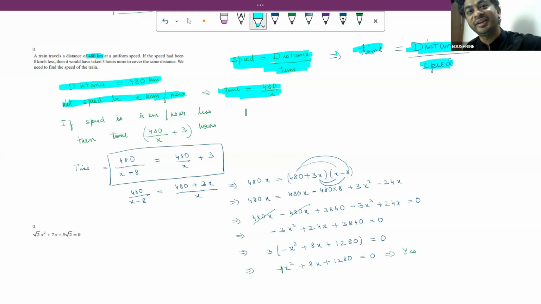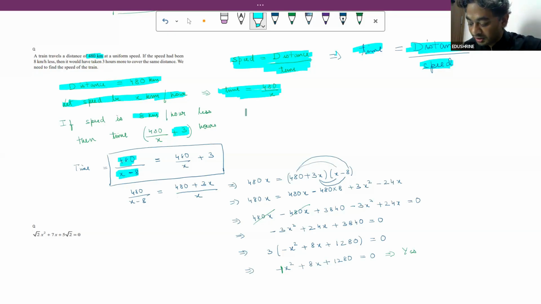Now they are telling me the next scenario. They are saying now reduce the speed by 8 kilometer. Now if I reduce the speed by 8 kilometer, the speed will become x minus 8, because before it was x. Now I'm reducing it by 8, so it becomes x minus 8. What is the distance? Distance still is the same, 480. But now they are telling me, since you have reduced the speed, the time got increased because speed is reduced.